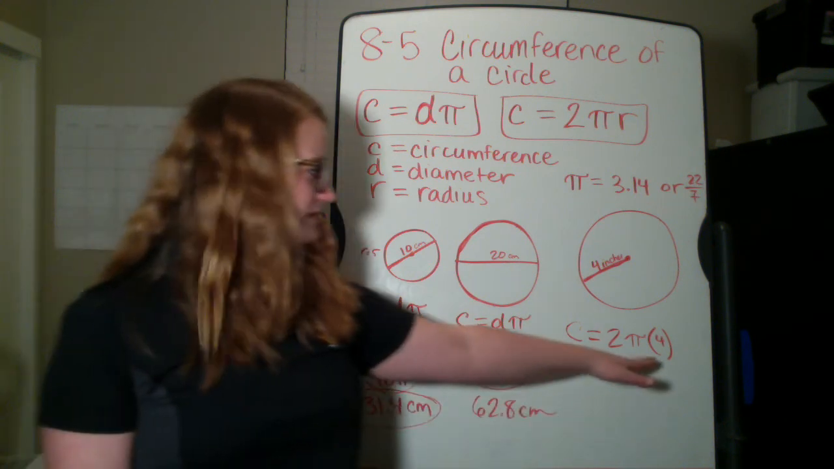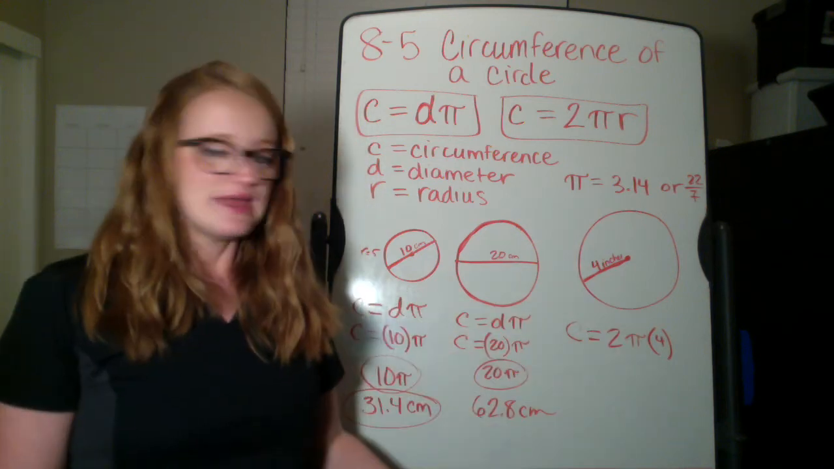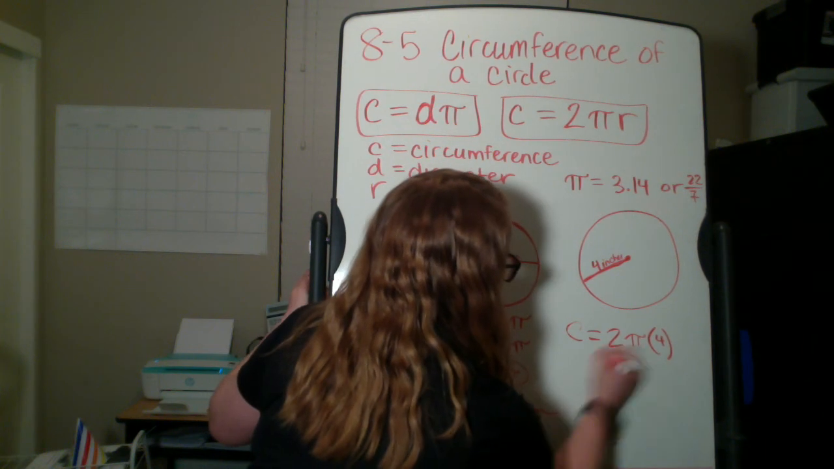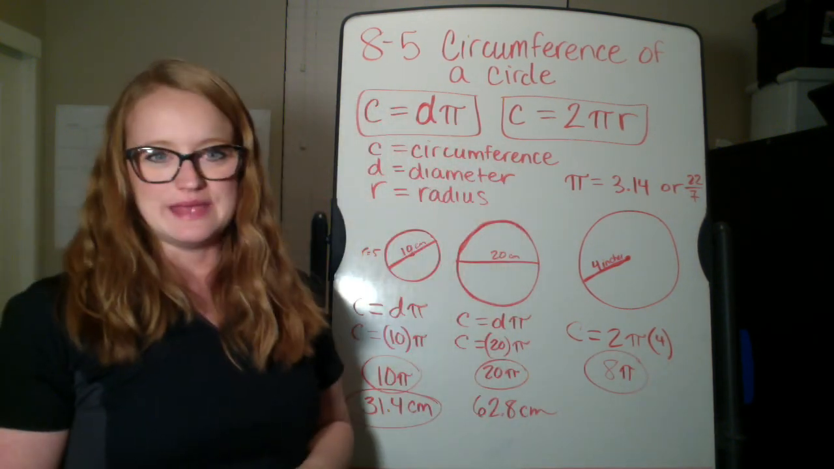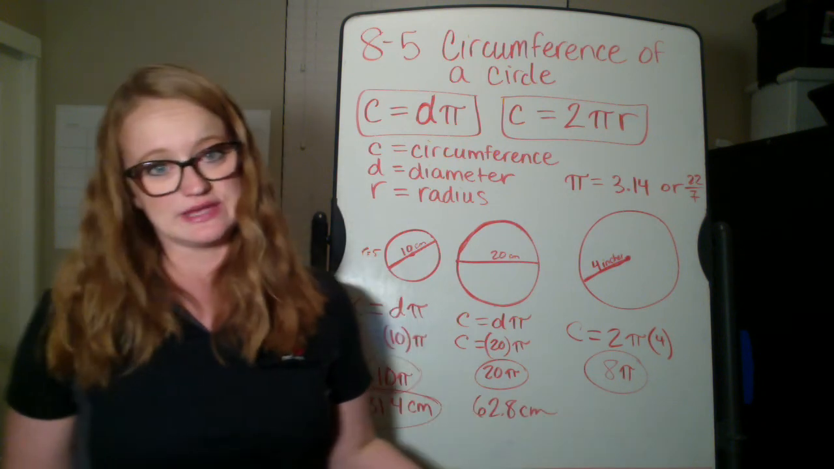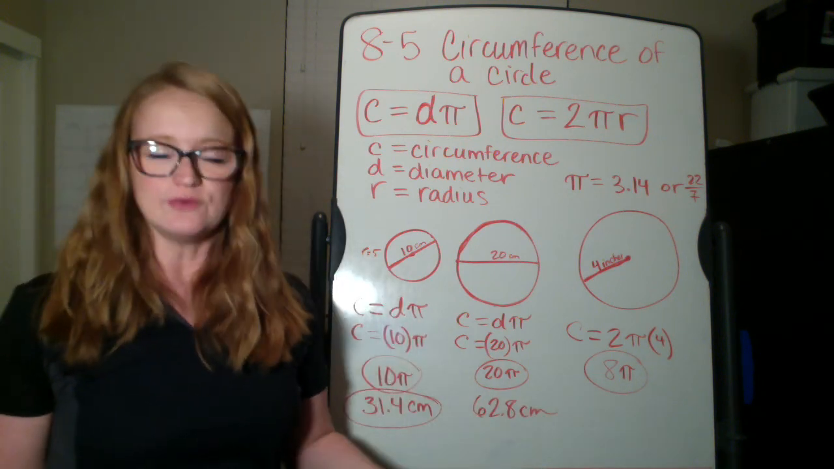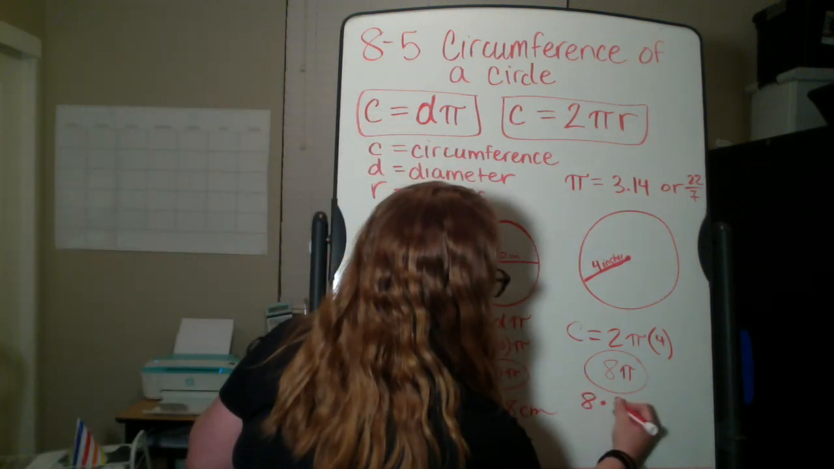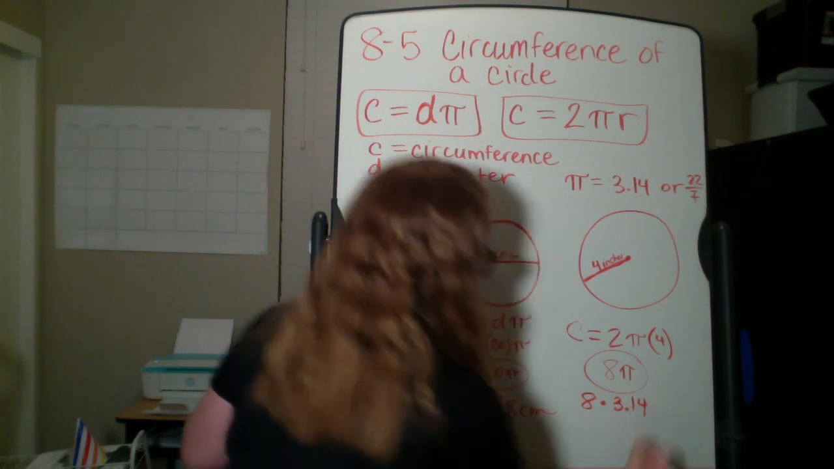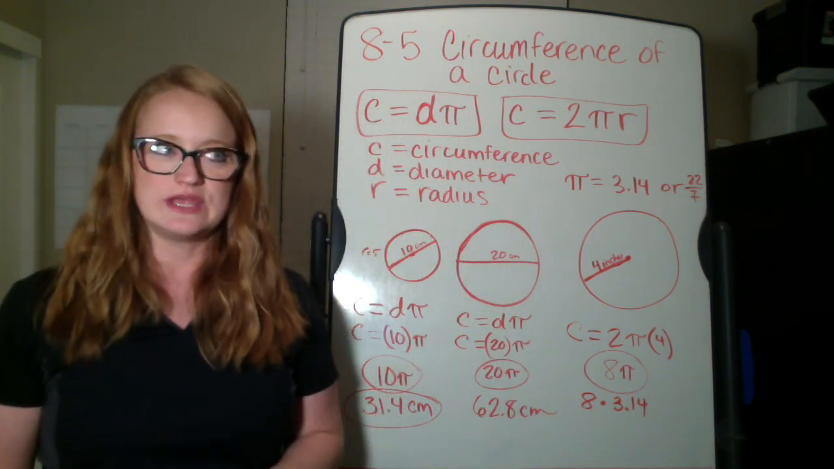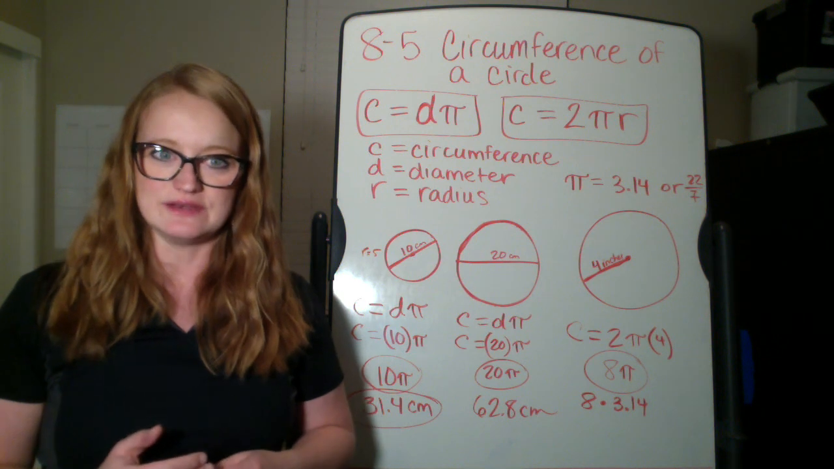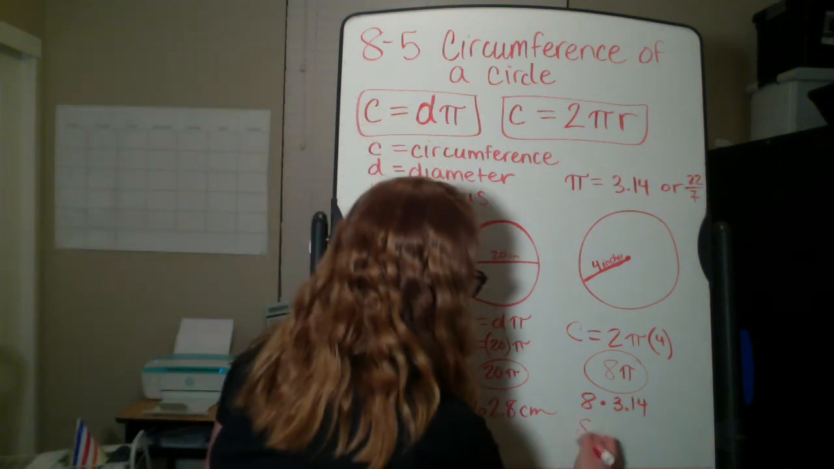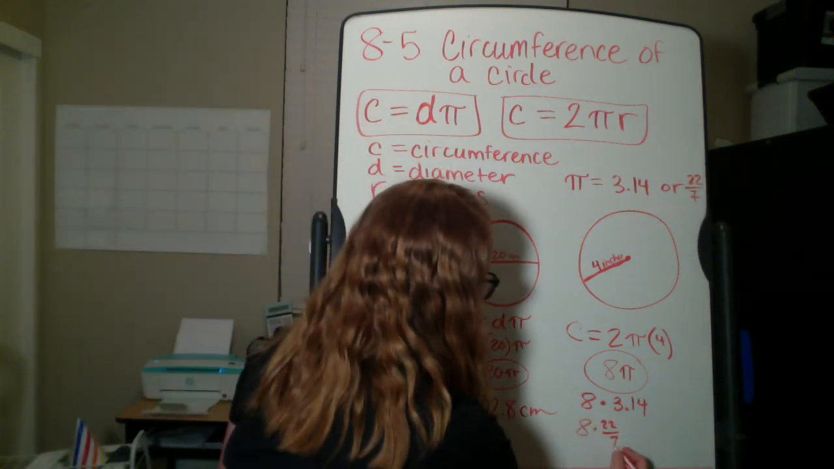So for this one, if it was asking for your answer in terms of pi, it would be 4 times 2, which is 8, and then 8 times pi, or just 8 pi. And then if it was asking you to calculate it with 3.14, you would actually do the multiplication 8 times 3.14. Sometimes we can use the fraction 22 over 7 for pi also. So in that case, if they were telling you to use that, you would do 8 times 22 over 7.